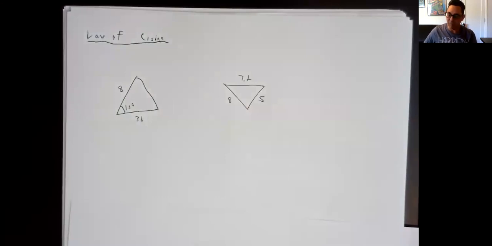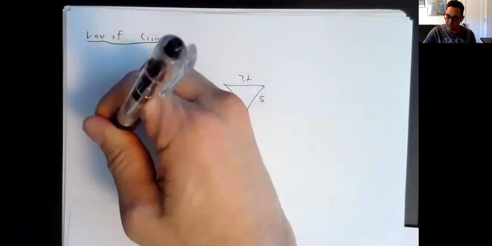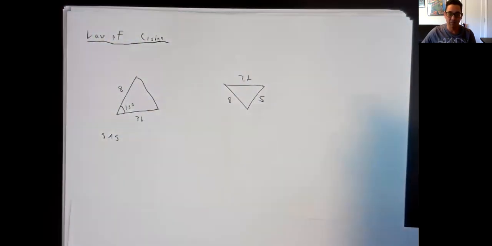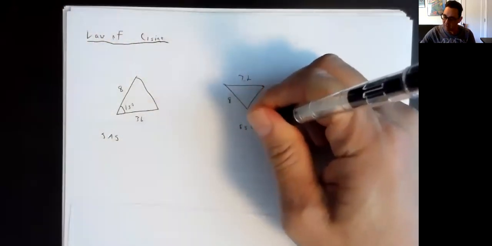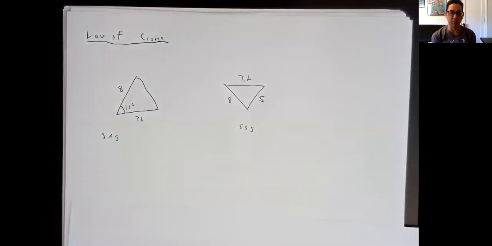So this is actually technically what's called the SAS case, right? And this is the SSS case, right? So many websites will refer to that. So SAS and SSS don't work for law of sines, right? They just can't work, but they can work for the law of cosines.